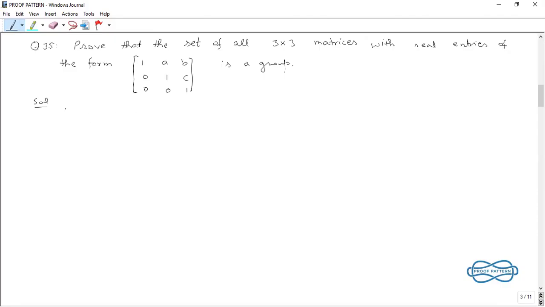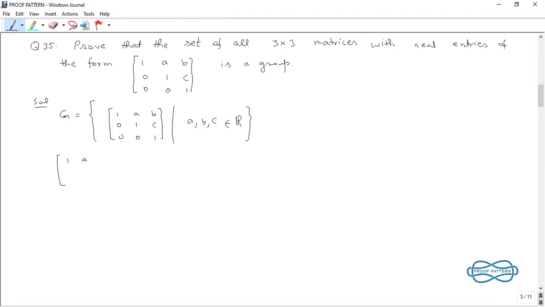So we consider that G is a set which consists of this kind of matrices, 1 A B, 0 1 C, 0 0 1, where these A, B, C are real numbers. But we have to show that this G forms a group. Okay, first of all, we will define the multiplication.